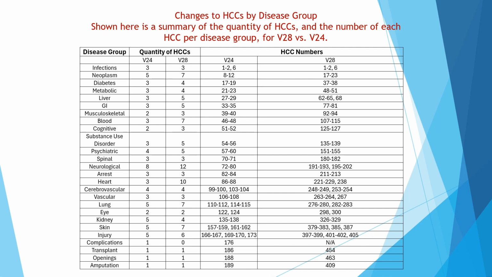GI, quantity of HCCs for V24 is 3 while V28 is 5. HCC numbers for V24 is 33 to 35 and V28 is 77 to 81.